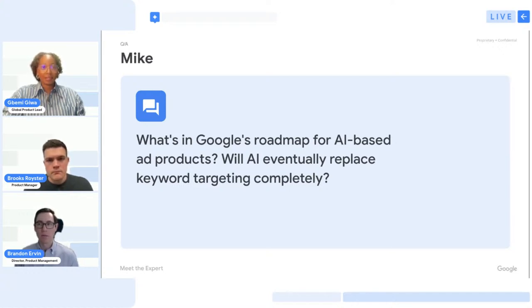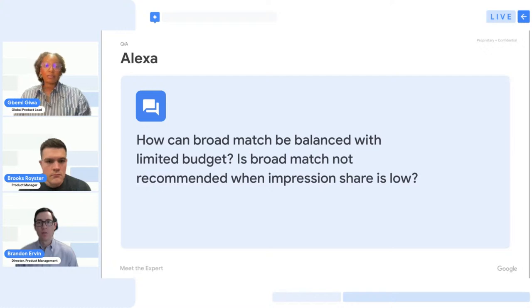Yeah, thank you. That was great insight into what's happening with AI. And maybe just to close out, we can end on the last question of how to balance budgets here. So how can broad match be balanced with limited budget? Is broad match not recommended when impression share is low?